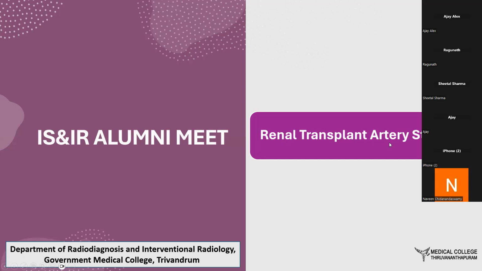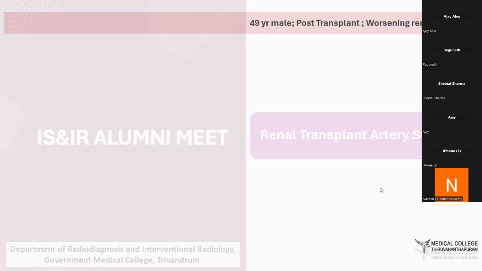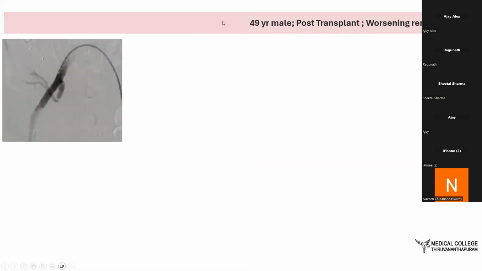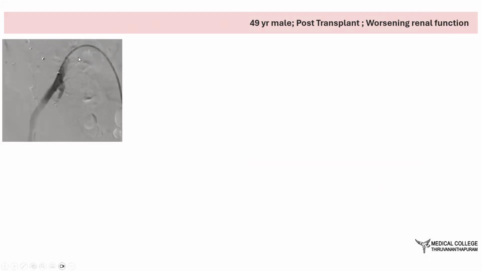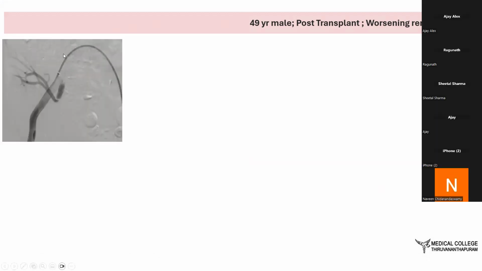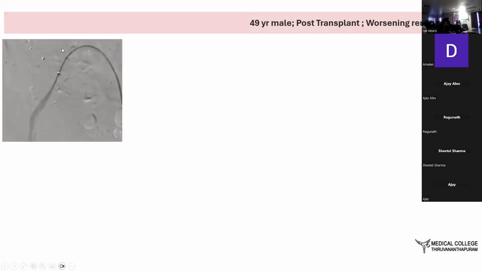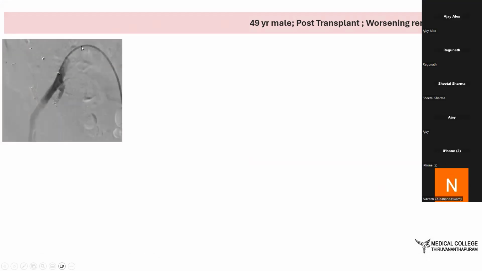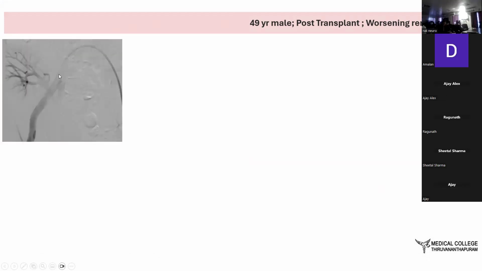So this was a case of a renal transplant, a 49-year-old male post-transplant. Around day 9, the patient started developing worsening of renal function. His Doppler showed parvus tardus flow. Naturally there was doubt, because renal output was also reducing on a daily basis, that there could be a renal artery stenosis. We did not do any imaging at that time because his renal function was already deteriorating, so we directly took the patient for an angio.